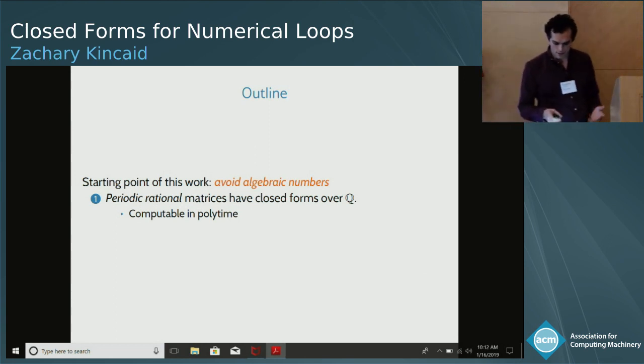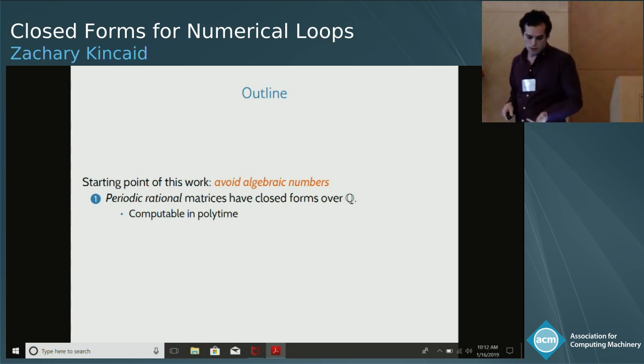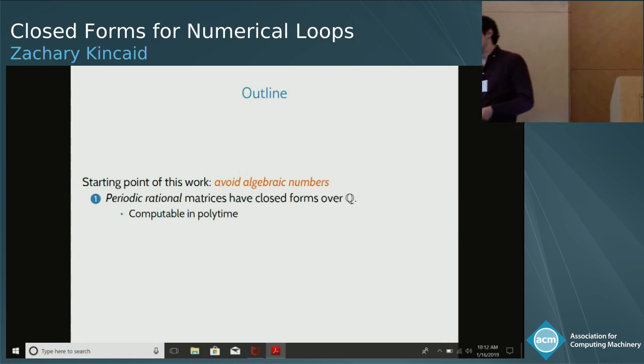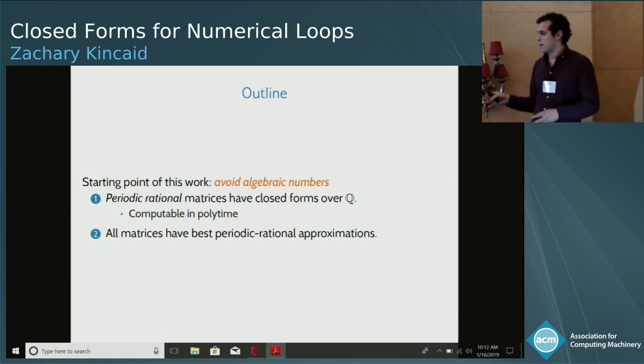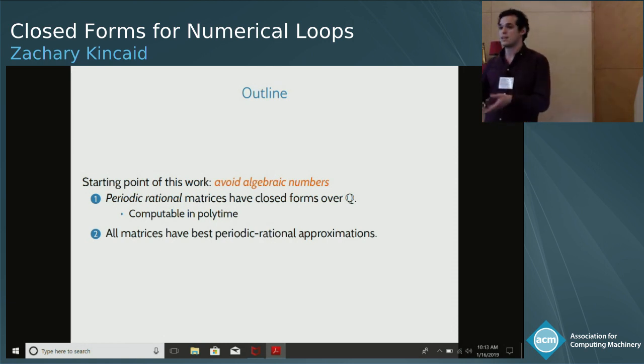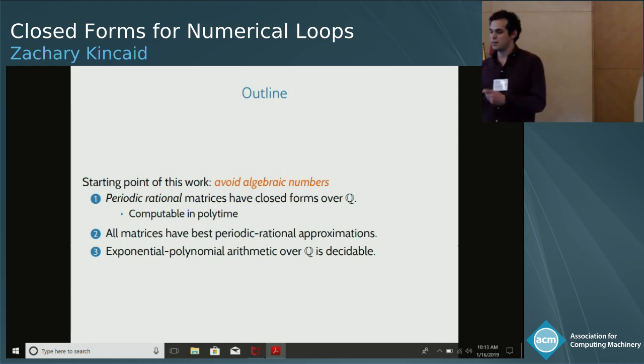So the contributions of this paper, and essentially just the outline of the talk as well, is as follows. First I'm going to give a characterization for when we can express a closed form representation for a linear loop using just the rational numbers, and give a polytime procedure for computing that closed form. Then I'm going to show that if we have a linear loop that doesn't satisfy this condition, then we can always approximate it by one that does. And then finally, I'll show that the logical fragment we use to express closed forms for linear loops is decidable.